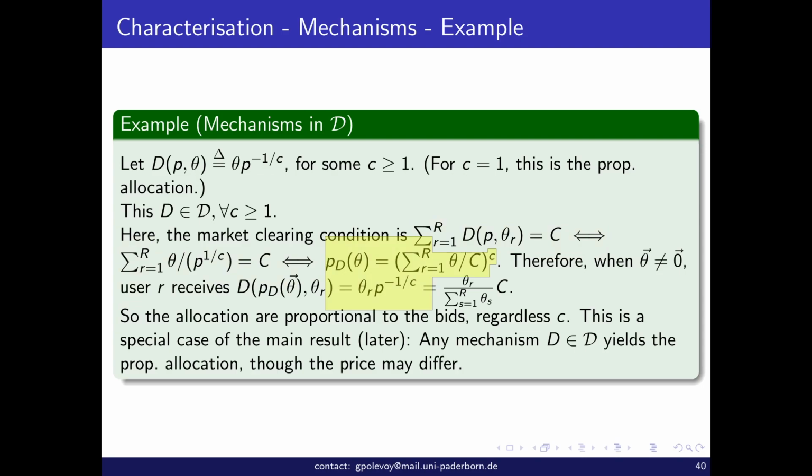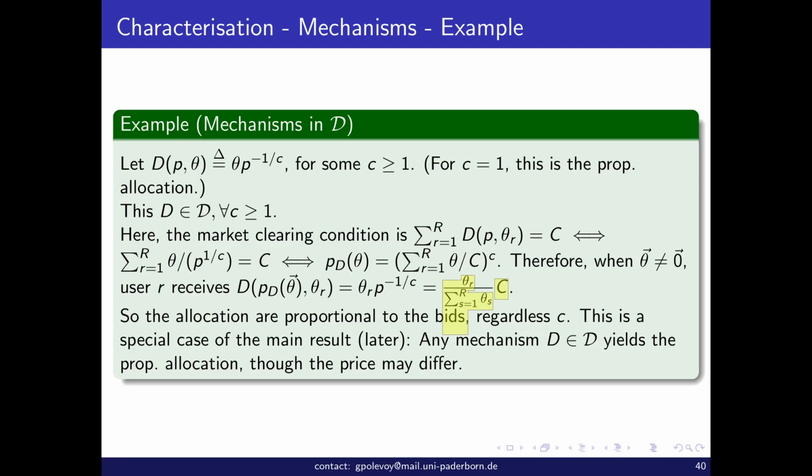Now, 1 over c is exactly something which cancels this c, and minus means we divide by that. So it's exactly theta divided by the sum times c. That's exactly the share we got in our mechanism. So for any c, not only for c equals 1, the share you receive when you bid theta is this proportion of your share relative to the others. For any c, that's quite surprising. So the allocations are proportional to the bids for any c. This is really surprising, in my opinion.